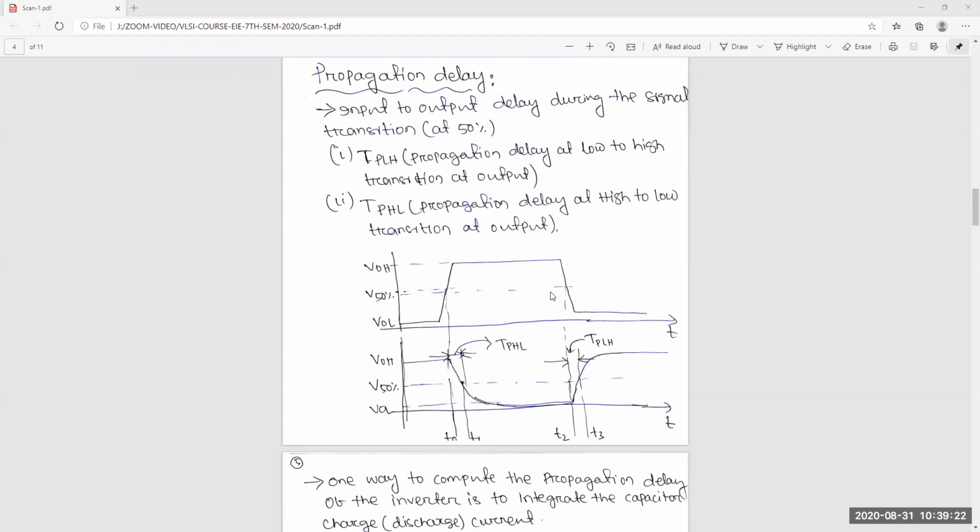Similarly, at the input you can see the input is going from high to low, so definitely the output goes from low to high. Again you can see we start from here at 50%, and it will take some time to reach the 50% at the output. That is the propagation delay when the output transitions from low to high. So you can say it's TPLH, low to high. That is T3 minus T2.